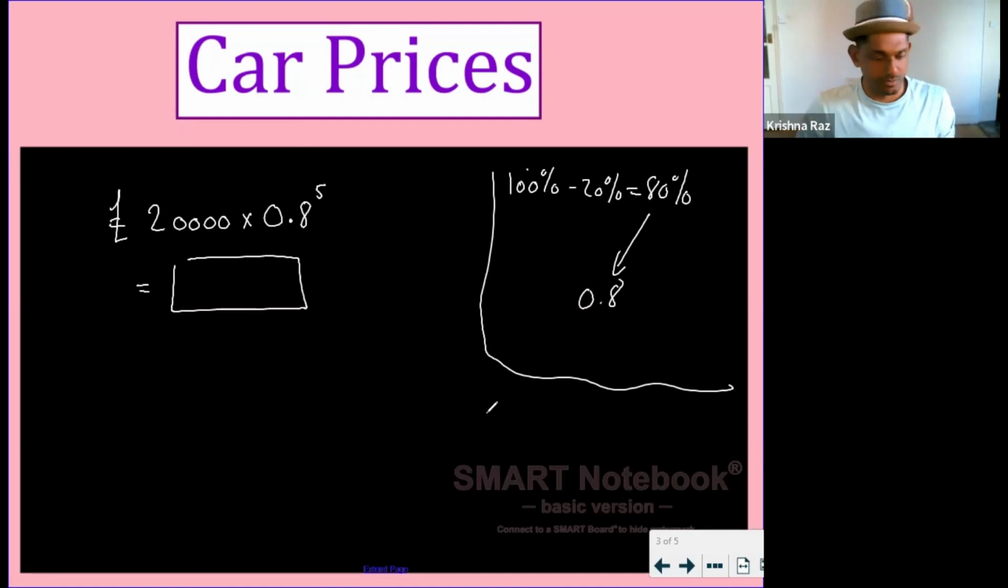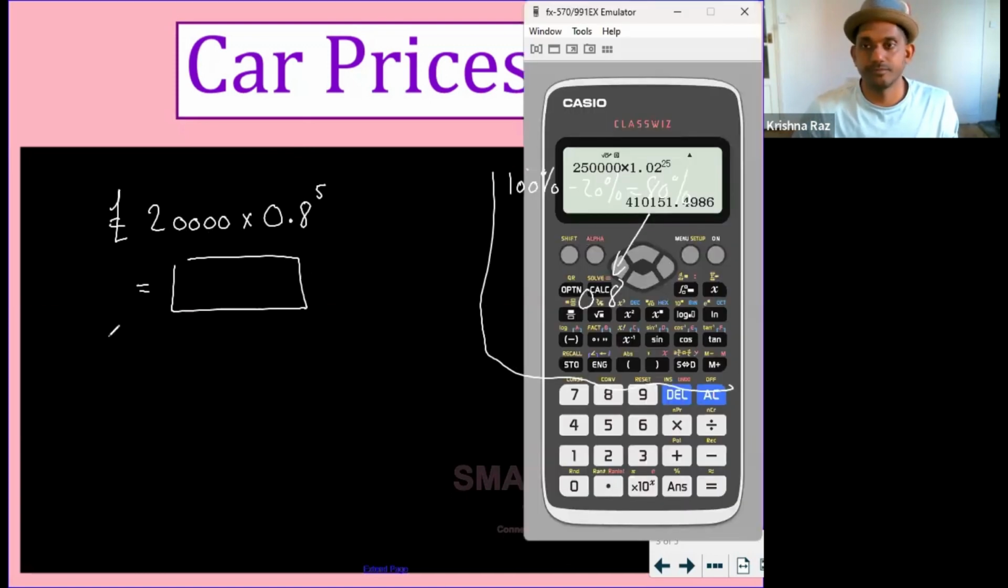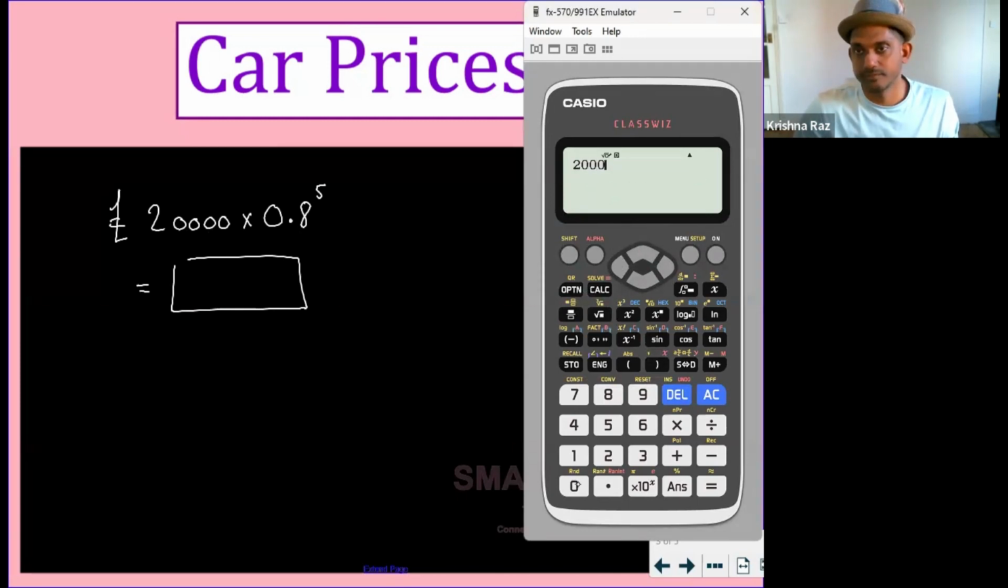Yes, so we would do, no, I need to clear some of my screen. There you go. So let's do 20,000 times 0.8 to the power of 5. And that is not very much, 6 grand.